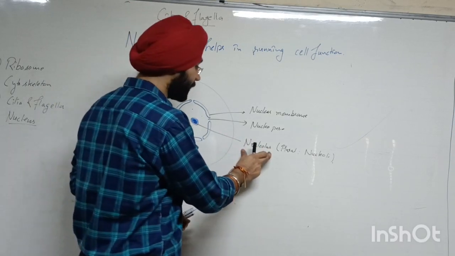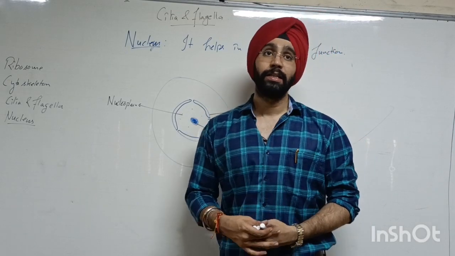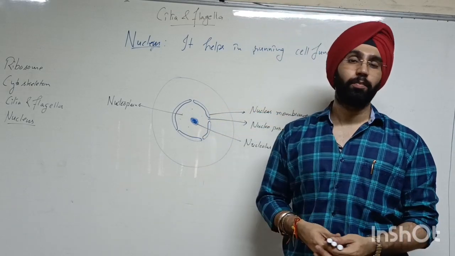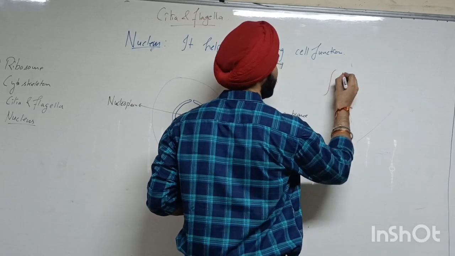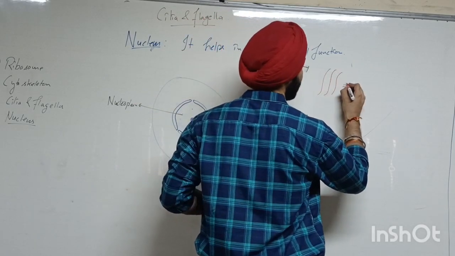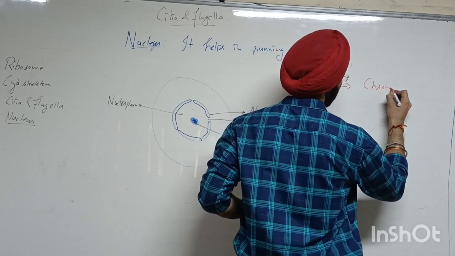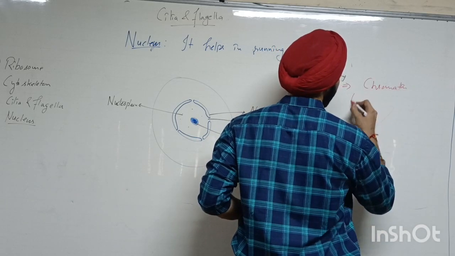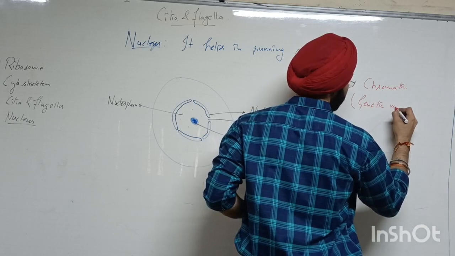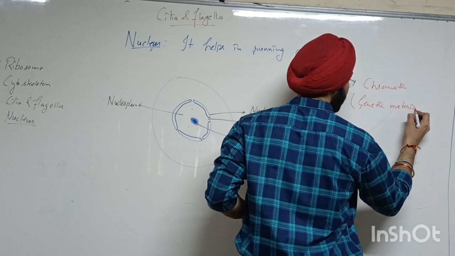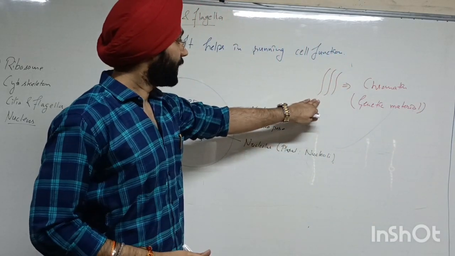Nucleolus is the concentrated genetic material. Genetic material is present in the cell, in the nucleus, in the form of chromatin. I can make you understand like this: chromatins are like these fibers. This genetic material is called chromatin. As we all know, chromatin is the genetic material.